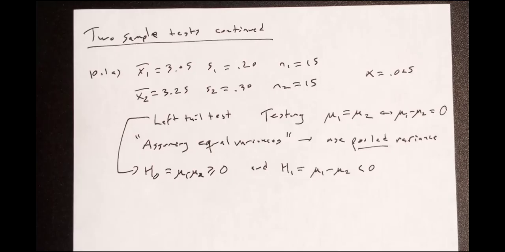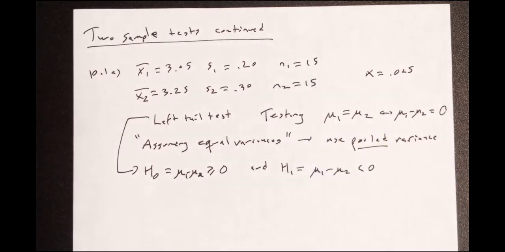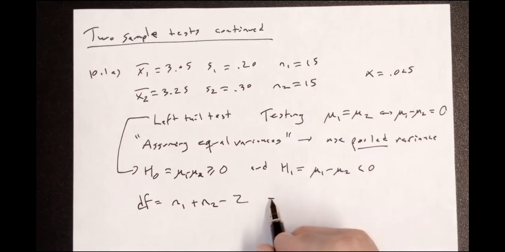Now, I don't know which group is juniors and which group is seniors. It would help if they told me that so I'd know which way the grades are going, but I don't know. What I do know is that group 1 had 15 and group 2 had 15. So my degrees of freedom takes 1 away from each group. So there are 28 degrees of freedom in this problem. Good.